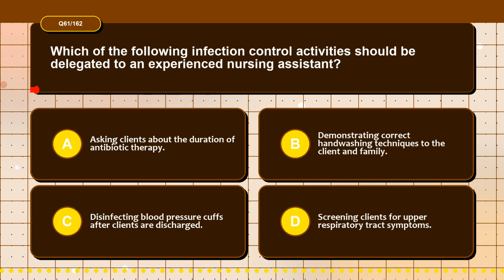Question 61. Which of the following infection control activities should be delegated to an experienced nursing assistant? Option A: asking clients about the duration of antibiotic therapy. Option B: demonstrating correct hand washing techniques to the client and family. Option C: disinfecting blood pressure cuffs after clients are discharged. Option D: screening clients for upper respiratory tract symptoms.